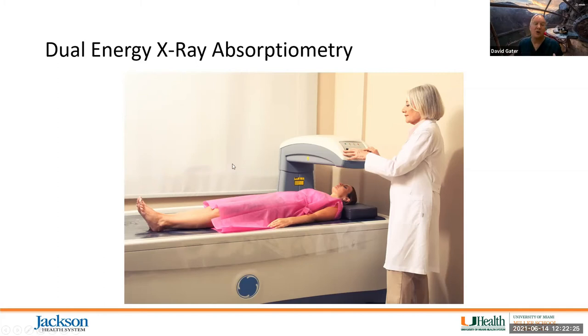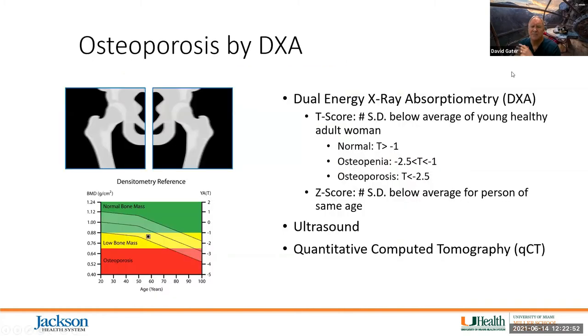We're not going to do a whole body scan typically to look for osteoporosis in spinal cord injury. We're going to take very specific metrics, particularly at the femoral neck, at the distal femur and the proximal tibia. Those are particularly high risk areas for fractures in persons with spinal cord injury. So dual energy X-ray absorptiometry basically reports out T-scores and Z-scores. The T-score is the number of standard deviations below average for young, healthy adult women.